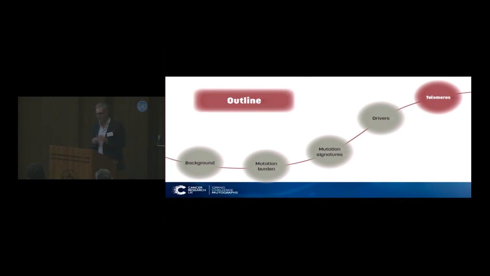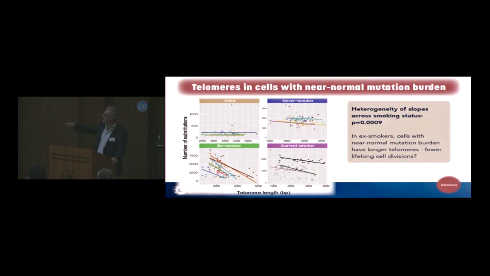of those cells. And when one sequences the genome, one sequences the telomeres, and there are now algorithms that you can use to measure the telomere lengths in your cells. So we took our cells and our genomes and measured the telomere lengths in those cells, and this is what we see. Each of these dots is a cell that we've sequenced. On the x-axis is the telomere length, and on the y-axis is the mutation burden.